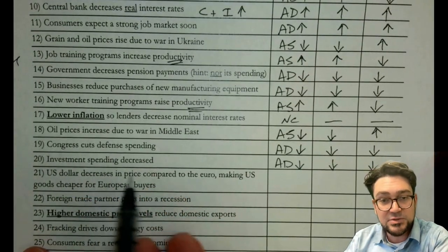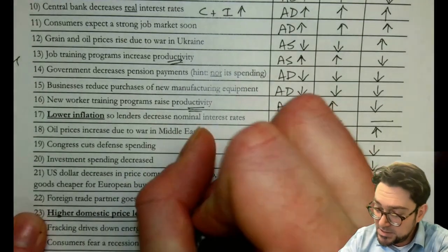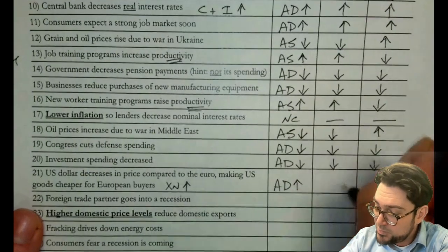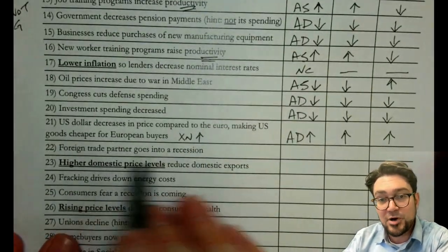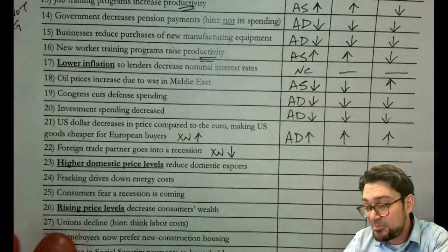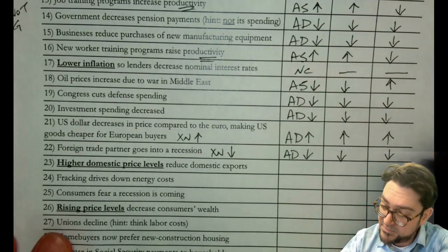US dollar decreases in price compared to the euro, making US goods cheaper for foreign buyers. So that's going to make our XN go up, which means our aggregate demand will rise, output will rise, and our price levels will rise. Foreign trade partner goes into recession. It's the exact opposite. XN falls now because they're not buying as much of our stuff. Aggregate demand goes down, output falls, and price levels fall.